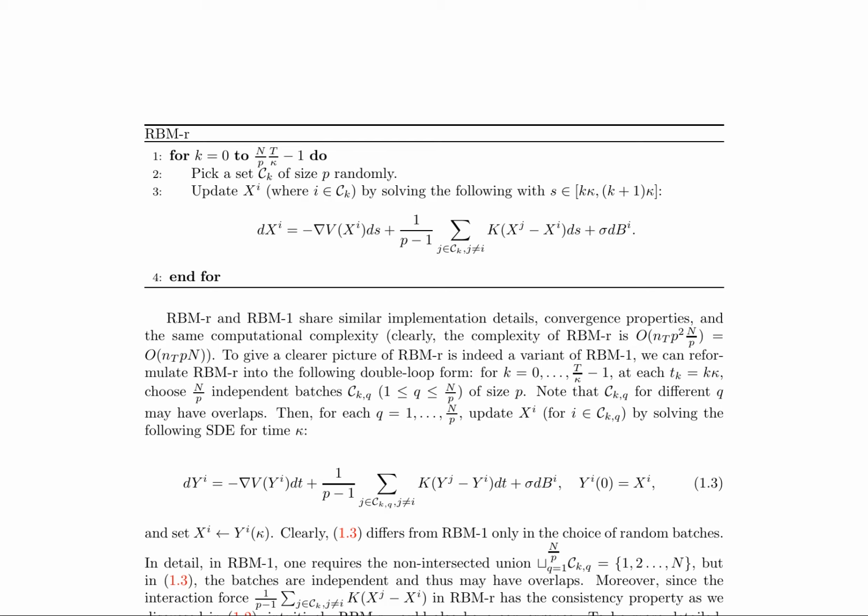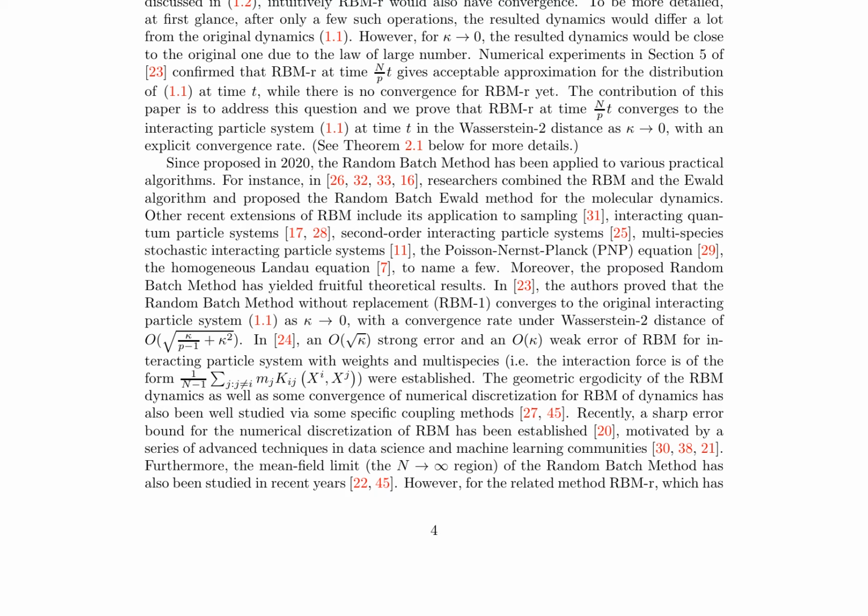Both RBM-1 and RBM-r share similar implementation details, convergence properties, and computational complexity. RBM-1 converges to the original interacting particle system as kappa goes to 0, with a convergence rate under Wasserstein-2 distance of O(square root of kappa plus kappa squared). RBM-r also converges to the original interacting particle system at time t, with an explicit convergence rate.